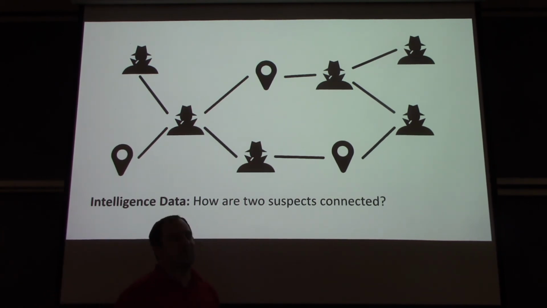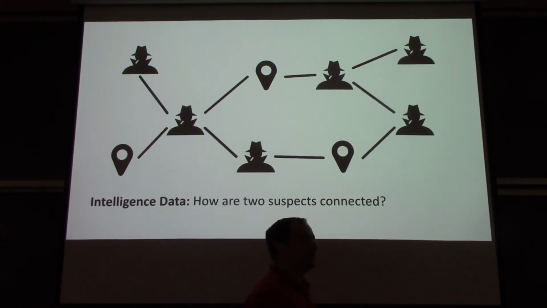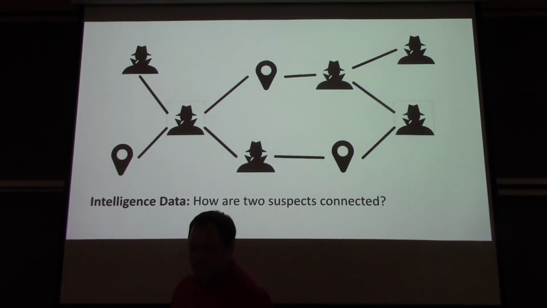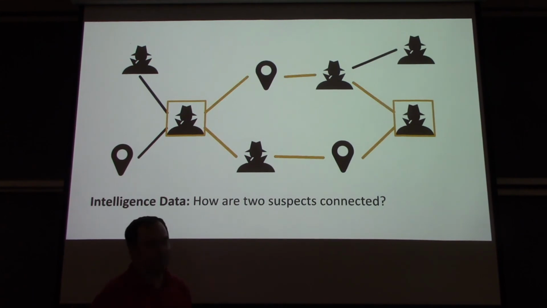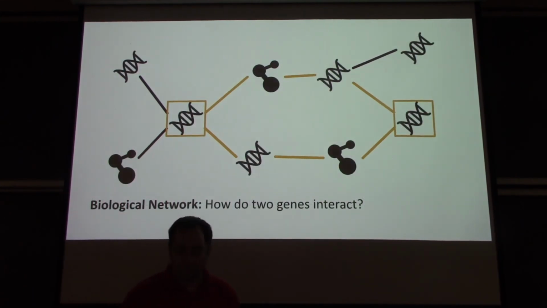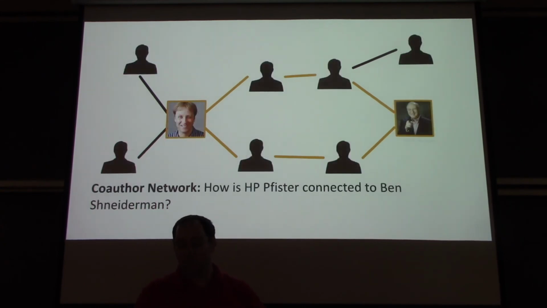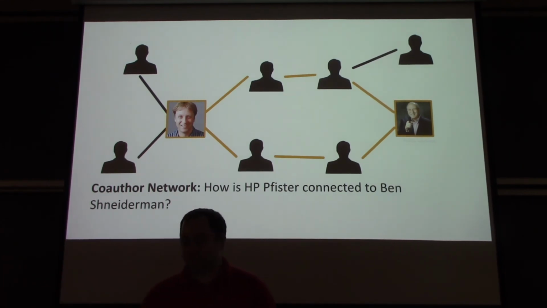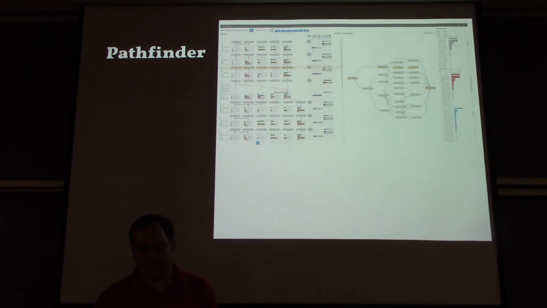So how are 2 suspects connected? Or how is this one suspect connected to this place? Something like this. And so you formulate queries, like how are those 2 people connected? Or you can say, do those 2 genes interact? Or how are those 2 academics connected? Have they published together? So these are the kinds of questions that you can ask in the network.